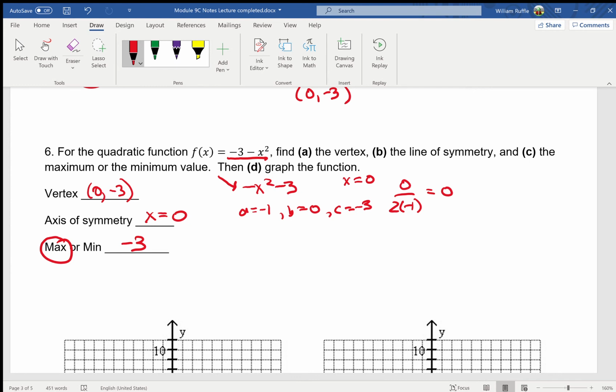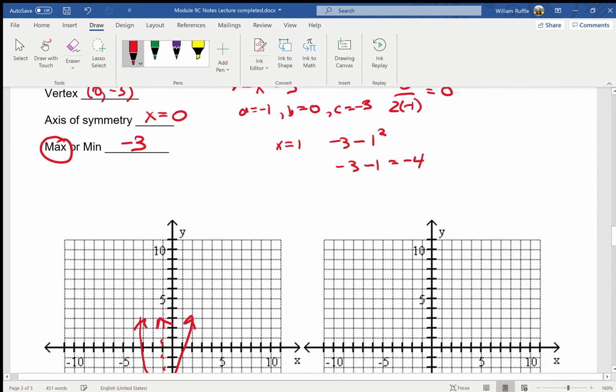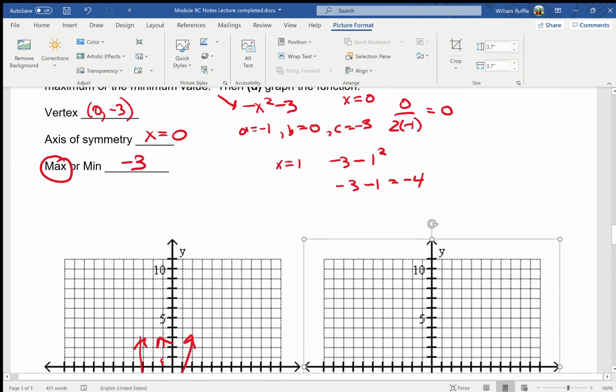I still need another point. So again, I'm going to pick one close to 0, so I'm going to do 1. So I'm going to let x equal 1, so that's negative 3 minus 1 squared. Negative 3 minus 1 is negative 4. So my other point will be 1, negative 4.